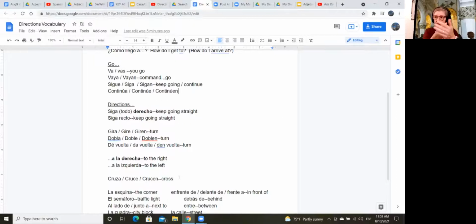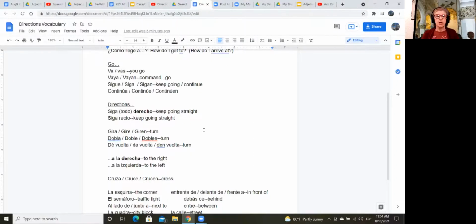Todo just makes it kind of emphatic. They may skip the word todo, they may keep it. Another word that also means straight is siga recto. Recto and derecho means straight. Straight, dead ahead, straight ahead. That's what derecho and recto mean.